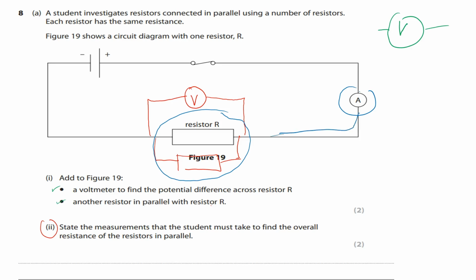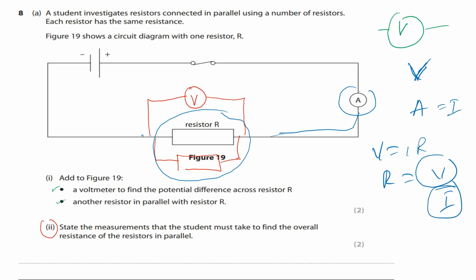So let's say you've gotten your voltage, your potential difference V, and you've gotten your current, then you can calculate your R. V equals IR, so your R will be equal to V over I. So you need to measure the voltage across the two resistors and then the current that passes through the two resistors. I hope that's clear.